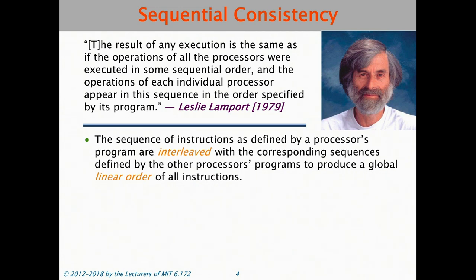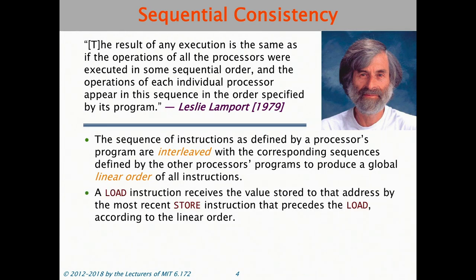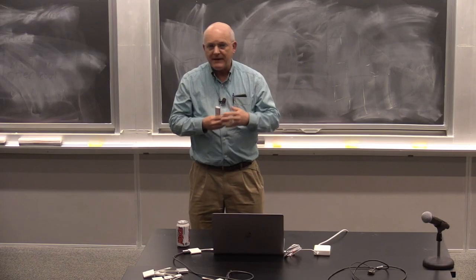Okay? So let's just break that apart, because it's a mouthful to understand. The sequence of instructions as defined by a processor's program are interleaved with the corresponding sequences defined by the other processor's programs to produce a global linear order of all instructions. So you take this processor, and there's some way of interleaving them for us to understand what happened. That's the first part of what he's saying, okay? Then after you've done this interleaving, a load instruction is going to get the value stored to the address of the load, that is the value of the most recent store to that same location in that linear order. So by most recent, I mean most recent in that linear order.